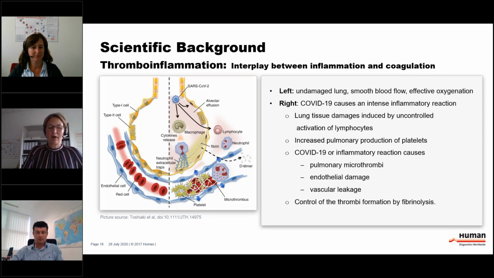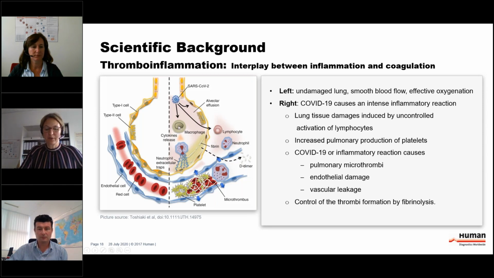Now let's have a look at the air cells of the lung, the alveoli. The figure is divided in two sides, the left and the right side. On the left, we can see it is undamaged. We have a smooth blood flow and effective oxygenation. On the right side, it is damaged. A COVID-19 infection causes an intense inflammatory reaction.